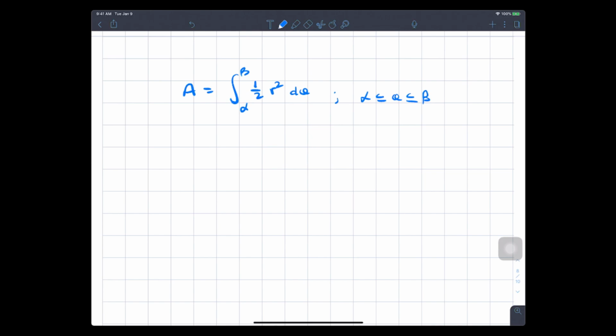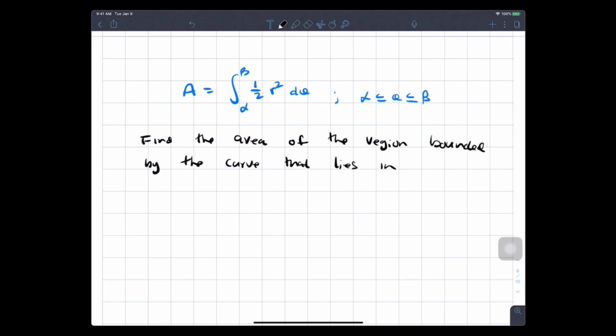And what did I do this morning? So this morning here, I got a bunch of examples for you guys, and I'm going to look at what the book wants you to do. So the book is saying for a couple of these, they want you to find the area. So let's find the area of the region bounded by the curve that lies in what they call a sector here.